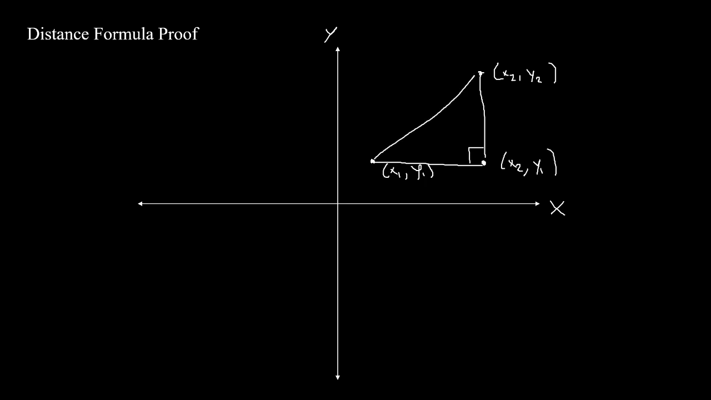And we know that this is a right triangle because this is a vertical. Oh, sorry, these 2 points have the exact same x coordinates. So that's why we know this is a right triangle.